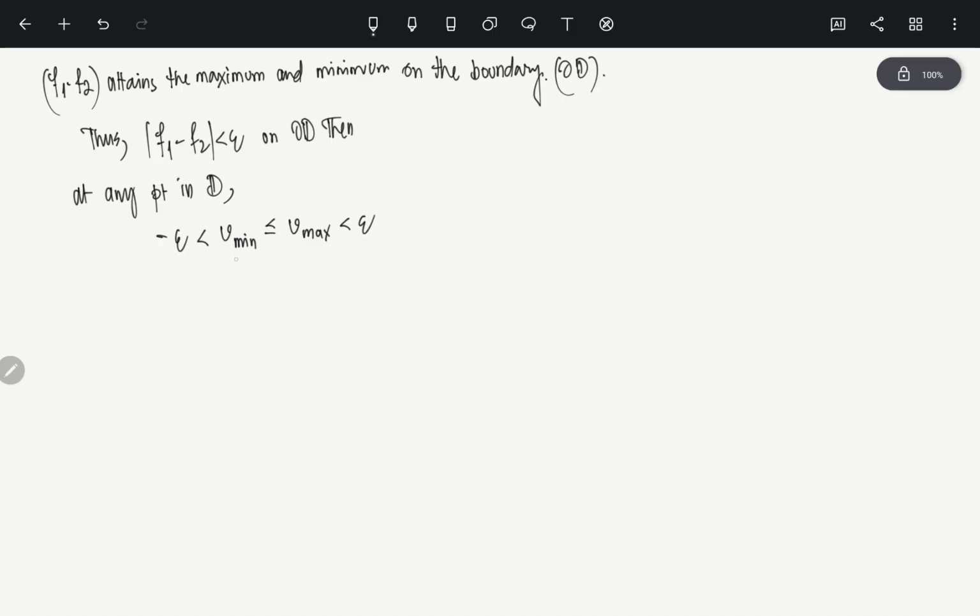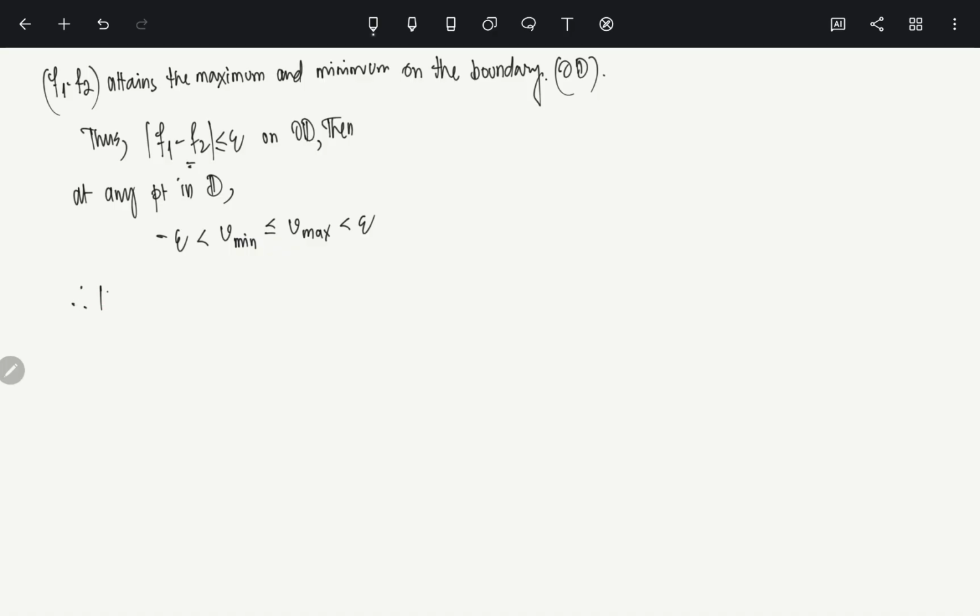Clear? The minimum of v and the maximum of v at the interior point are definitely going to be bounded. The minimum of v will be bigger than the minimum of f1 minus f2 on the boundary, so v minimum should dominate minus epsilon. Again, v minimum is dominated by v max, always. And v max will be dominated by epsilon, because f1 minus f2 has upper bound epsilon. If you want, you can take it to be greater than or equal to epsilon, absolutely no issues here. So this is the case.